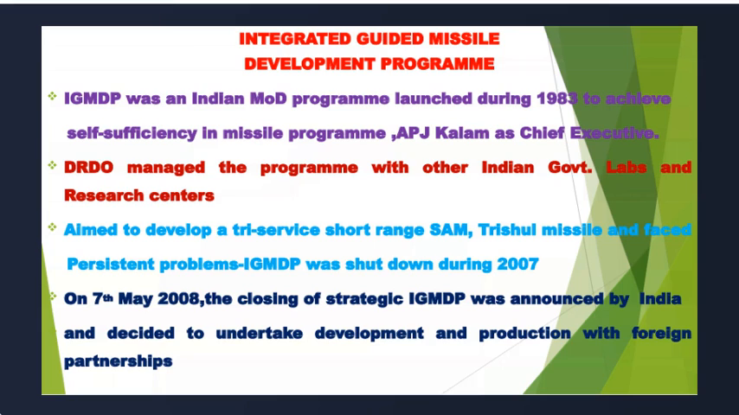Now, in this, our important topic is the Integrated Guided Missile Development Program, IGMDP. This was the first missile development program in India, which was very important at that time, right? So IGMDP was an Indian Ministry of Defense program launched during 1983.